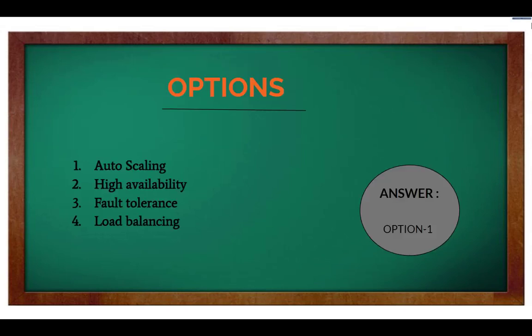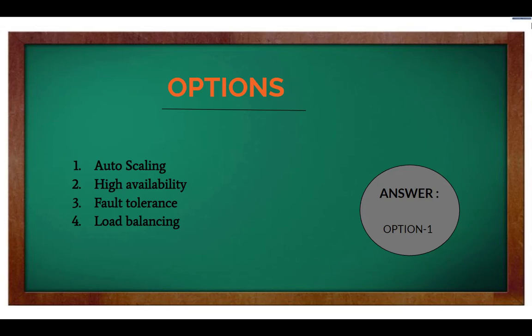Question 26. Which technology can automatically adjust compute capacity as demand for an application increases or decreases? Now here are the options. Option 1. Auto-scaling. Option 2. High availability. Option 3. Fault tolerance. Option 4. Load balancing. And the right answer is Option 1.